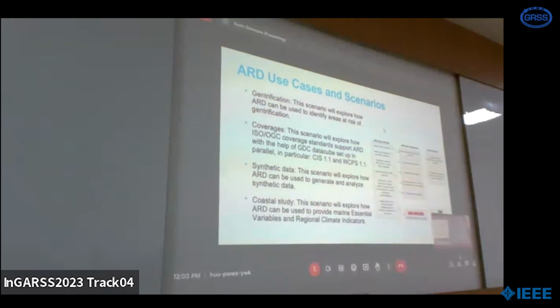And so gentrification requires a lot of ARD. What type of data might we need to stand up? What kind of data feeds do we need? Are there synthetic data we can use to test? And again, can we do this in the coastal context?